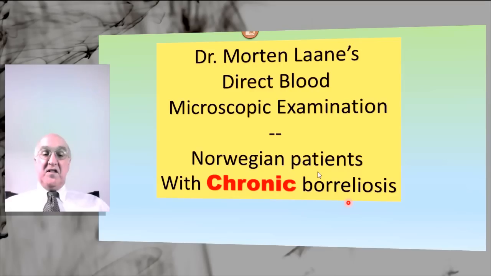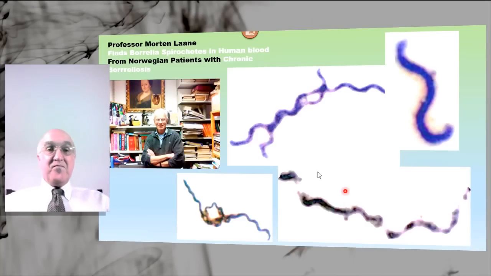Dr. Laane is interested in looking at their blood and seeing if he can make a diagnosis to help with the patient diagnosis and management. What has Dr. Laane found in some of the patients who have chronic borreliosis from Oslo, Norway? Well, here he is in his office, and here are the fruits of his labor. These are wonderful-looking Borrelia spirochetes that Dr. Laane has identified by direct examination of human blood under the microscope.